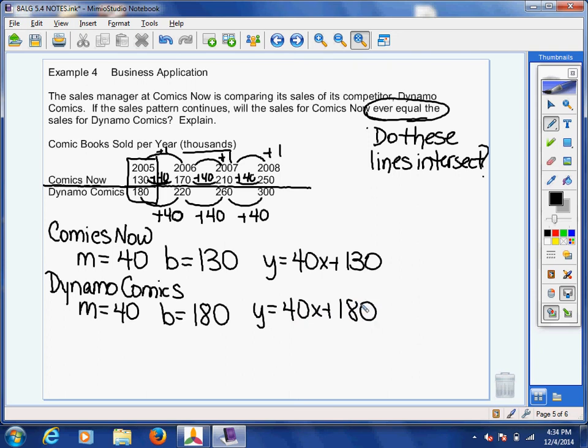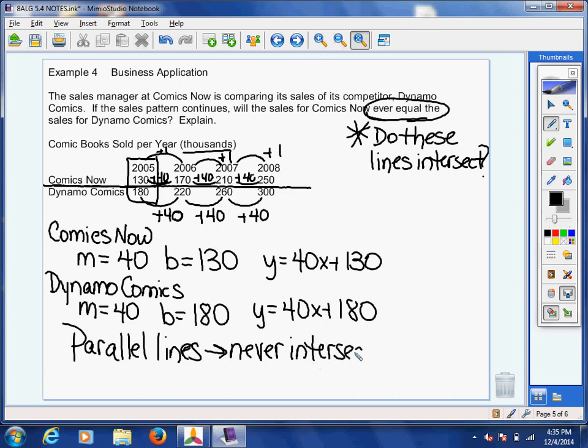So we want to go back to this question right here. Do these lines intersect? Well, compare their slopes and their intercepts. If I were to graph these, what kind of lines would they be? If you're thinking, hey, they're parallel lines, you're exactly right. They parallel each other, and so that means they will never intersect.